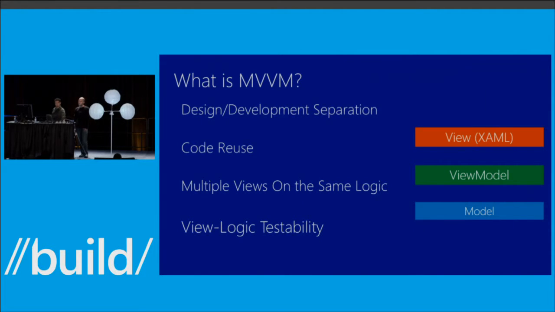MVVM gives us the possibility of a great deal of code reuse, so that a lot of our view models can move from one project to another or from one view to another. And the models also, we can see a lot of code reuse there. One of my favorite things about MVVM is that we can actually drive multiple views on the same logic. We'll see this in the demo that I have, and a lot more in the Hulu demo.